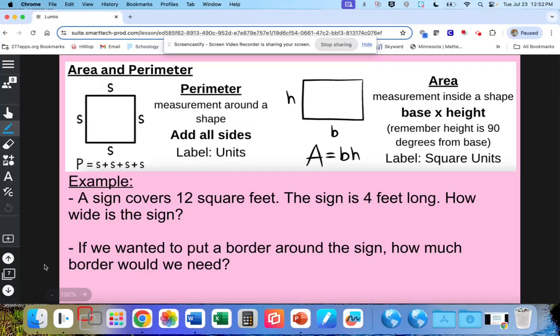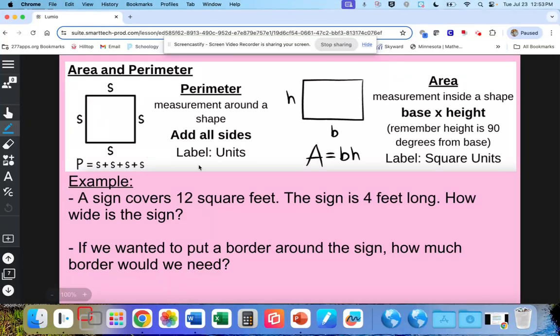Moving on to area and perimeter. Perimeter is the outside of an object. This is a great time to think of like if you're going to put a fence around an object and you need to know how much fence to put on, or you want to put a ribbon around the border and you need to know how much ribbon to buy. In order to find the perimeter, all we do is add all of our sides together.